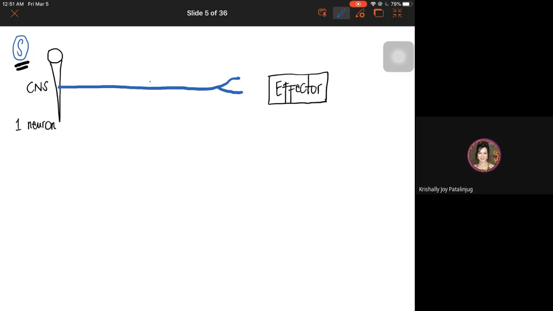So this would be the somatic nervous system. In particular, this single neuron is known as the somatic neuron. Take note, this single neuron that bridges or connects CNS to the effector organ is what we call the somatic neuron or somatic nerve. Now, what about ANS?